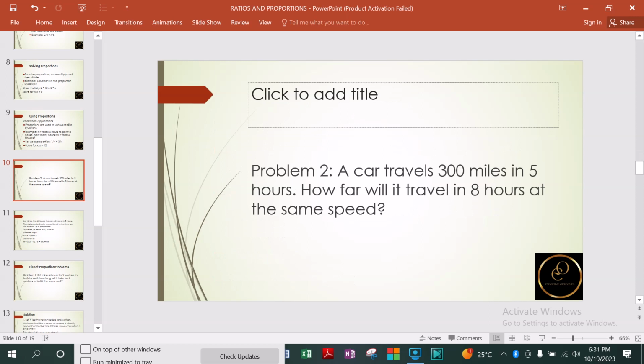It tells you a car travels 300 miles in 5 hours. How far will it travel in 8 hours? So again, when you see this, if the hours are increasing, you expect the miles covered to have increased. So again, this is a direct proportion problem.